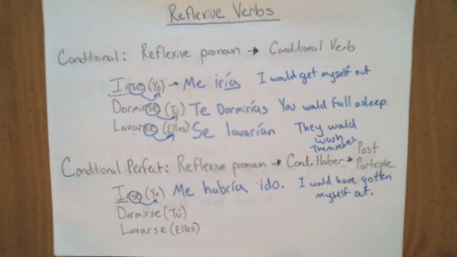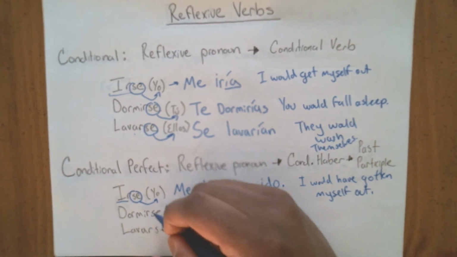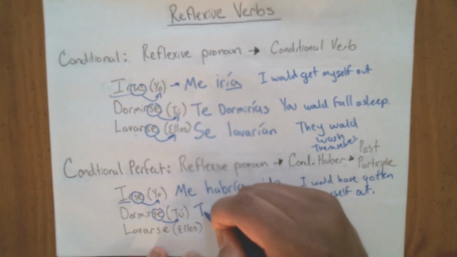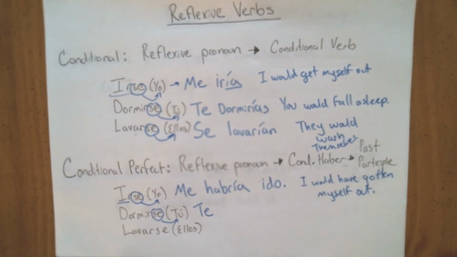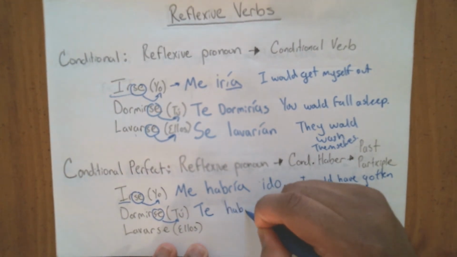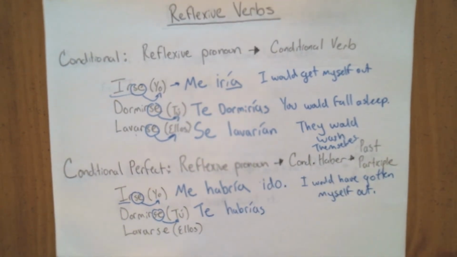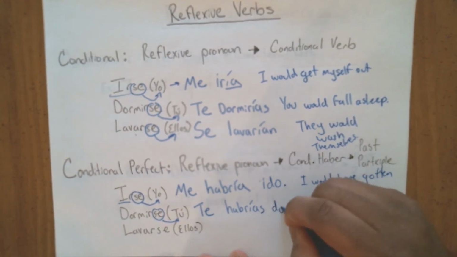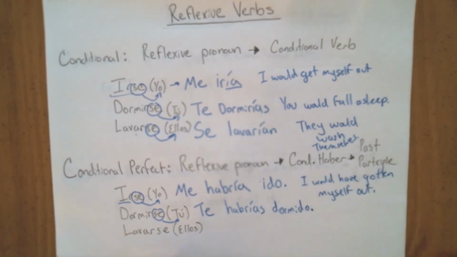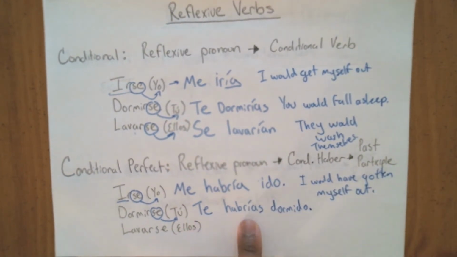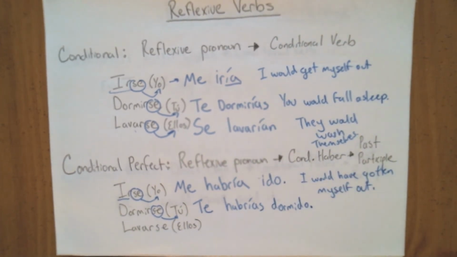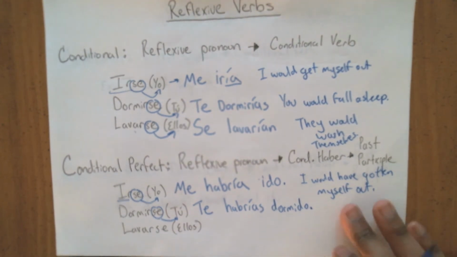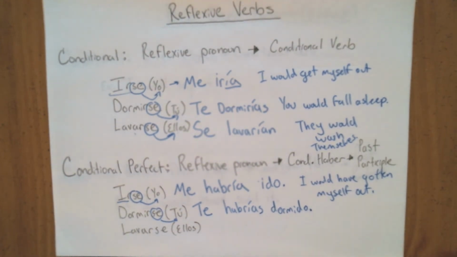So what about dormirse, to fall asleep? We know that se needs to be in the tu form, and that's just te. Then we know that we need a conditional form of haber, or a would have word, te habrías. And then what about dormir? What is the past participle of dormir? It's just dormido. Te habrías dormido. You would have fallen yourself asleep, or you would have dozed off, or you would have gone to sleep.